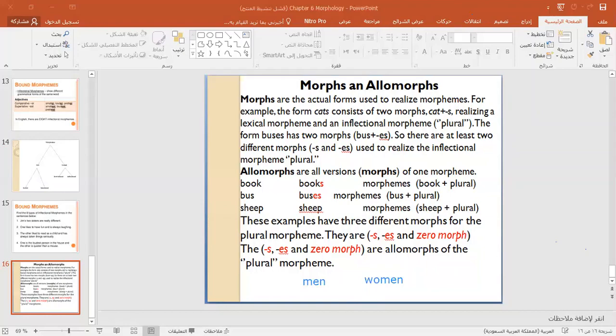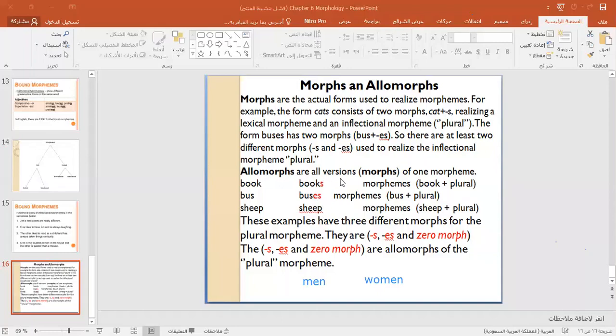Very good. So you know now the difference between morph and allomorph. Allomorphs are the different realizations of the same morpheme. In the previous words, how many allomorphs do we have? We have s, we have es, and in the third one we have zero, nothing. You got it? But we have two morphemes in sheep. In sheep we have two morphemes, but allomorphs, here we have one plural.